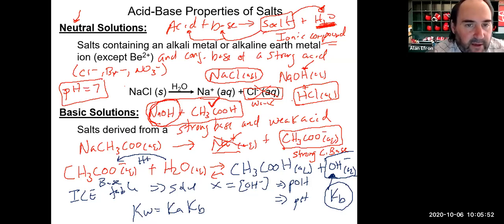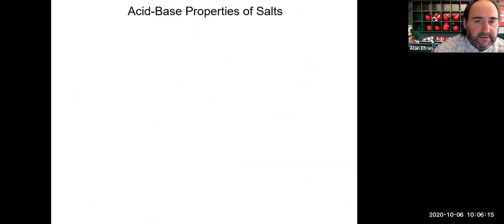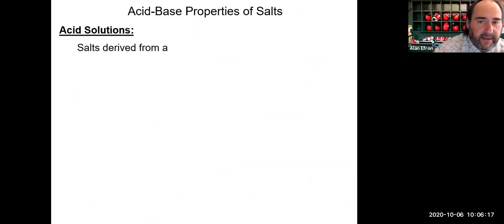Any questions on basic salts? So obviously there's neutral salts. We have basic salts. Basic salts, again, essentially come from a weak acid. So we must have salts that are acidic, and we do. We have salts that are acidic, and those acidic salts are derived from a strong acid and a weak base.